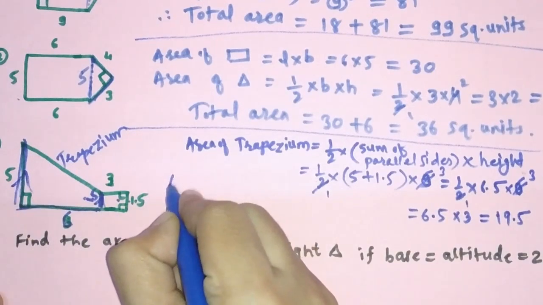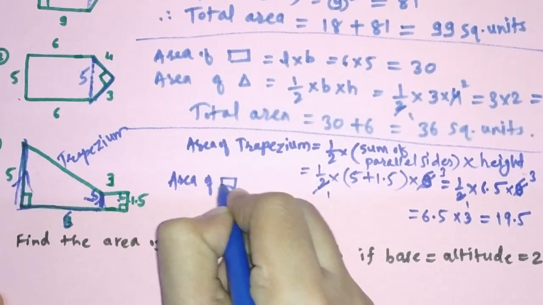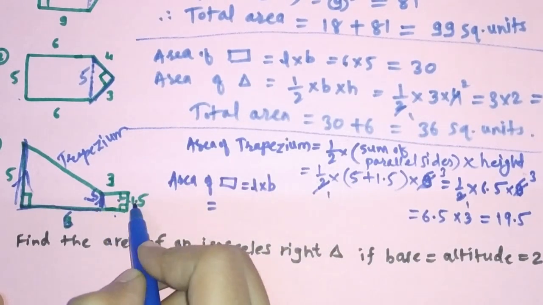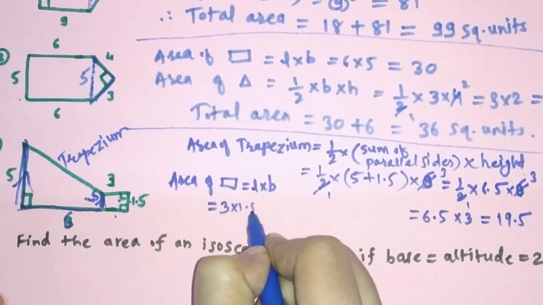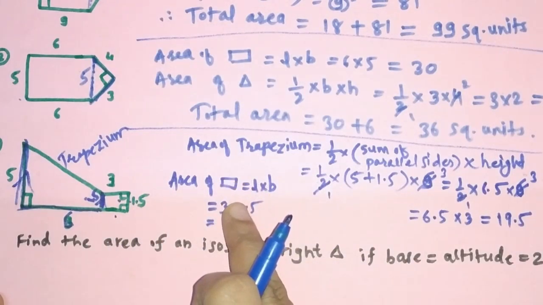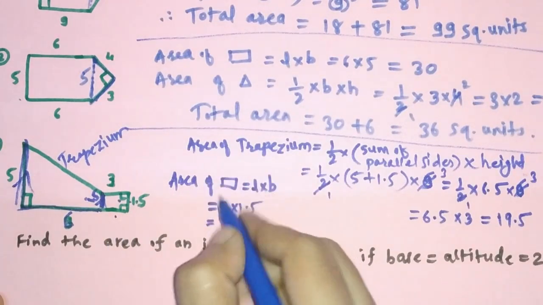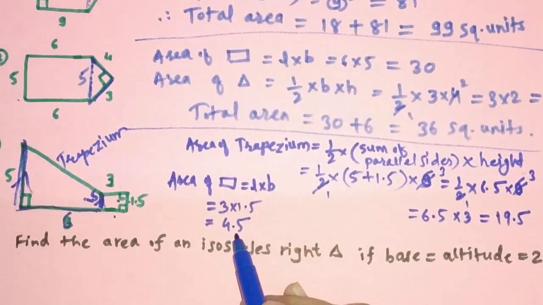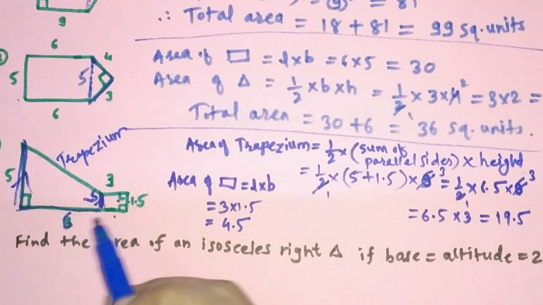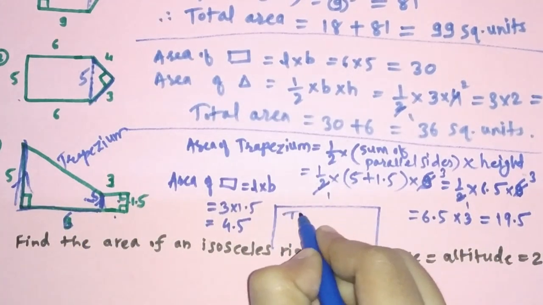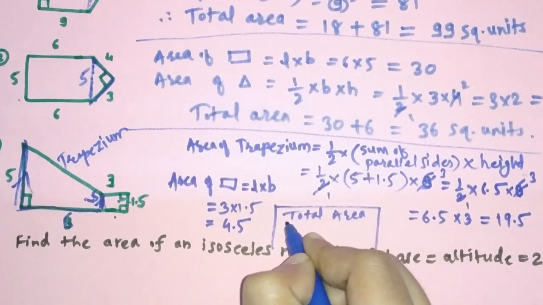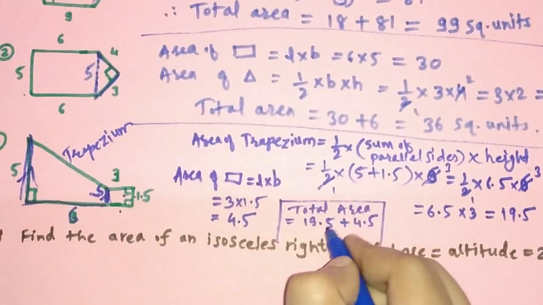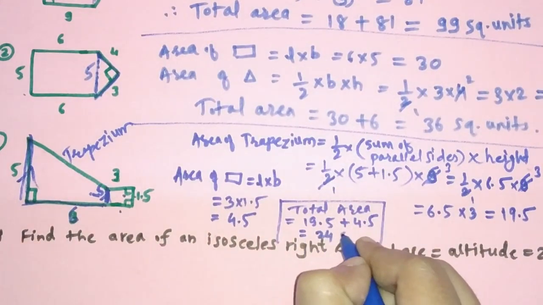Now the area of the trapezium is done. Now the area of a rectangle is what? L into B. So here 3 into 1.5. Just simply do 3 into 1.5. So what will we get? We'll get 4.5. So this is 4.5 coming as area and this is 19.5 coming. So we'll find the total area. Total area is just equal to 19.5 plus 4.5. So we will get 24 square units.